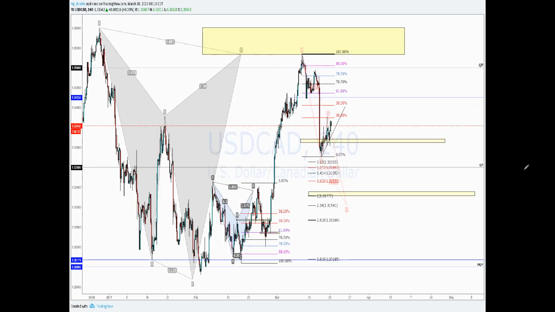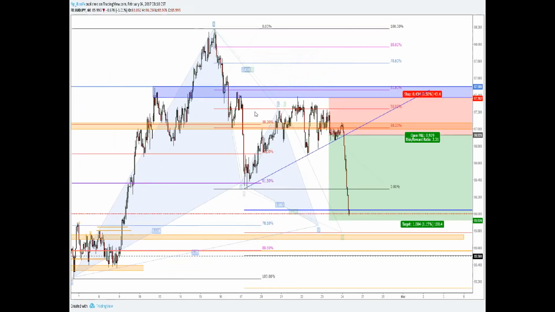Okay, but you guys see how a harmonic completed, price corrected, and then it completed another harmonic. So there's going to be harmonics within harmonics. But you need to understand all the basics before you get into this crazy stuff. Okay, so I'm going to move on to the next slide. That was just a crazy harmonic I saw.